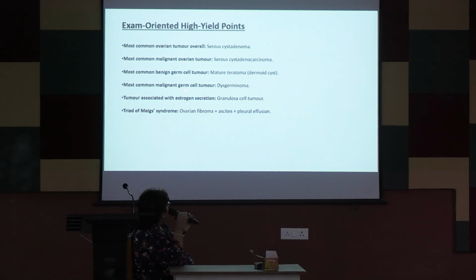Most common malignant germ cell tumor is the dysgerminoma. Tumor associated with estrogen secretion is granulosa cell tumor. Meigs syndrome is a triad of ovarian fibroma, ascites and pleural effusion. So these things can come as MCQs or may be asked in your viva. So these are the high yield points.